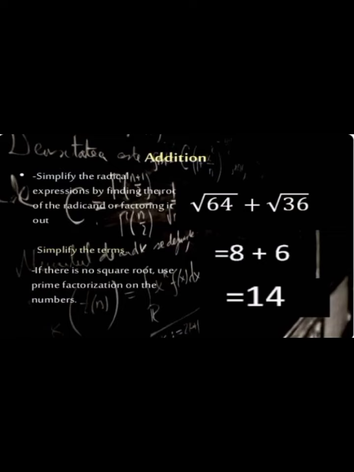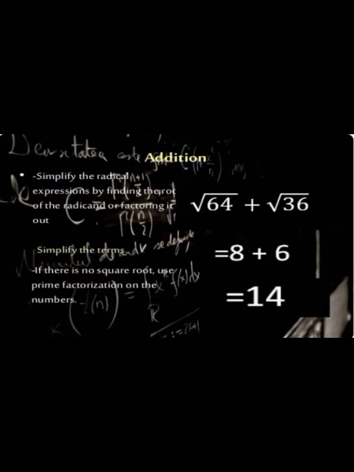So 8 plus 6 is 14. Since 64 and 36 are perfect squares, the answer will be a real number. There's no square root in the final answer.